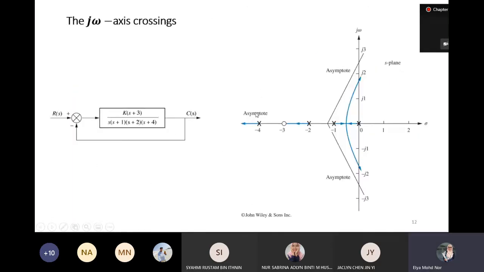Okay, the second one. For sketching, for refining the root locus, the second method is finding the J omega axis crossing. What is the J omega axis crossing? It is this point here. Since we know that the root locus is symmetrical, the point here is always symmetrical to this point, to the real part. So as long as we get this point, we know we are always able to get this point. So this is the J omega axis crossing.